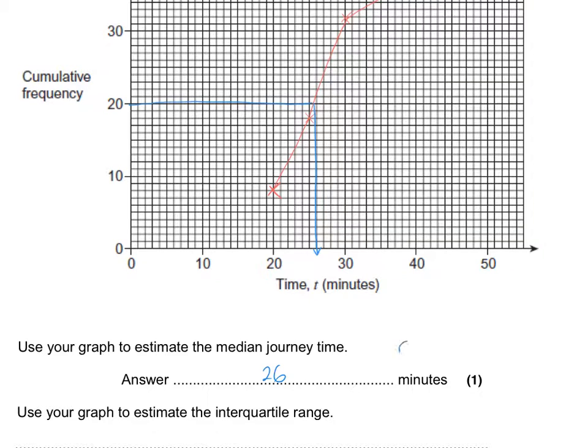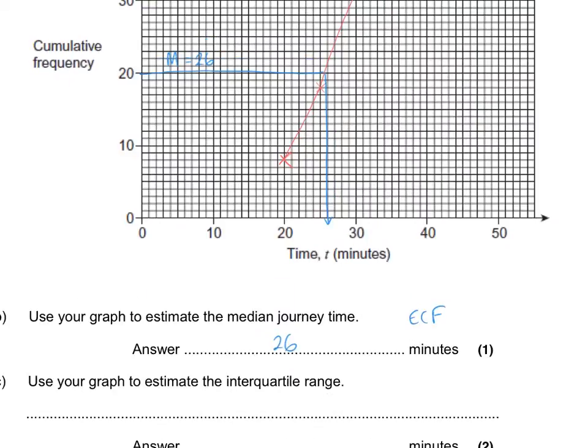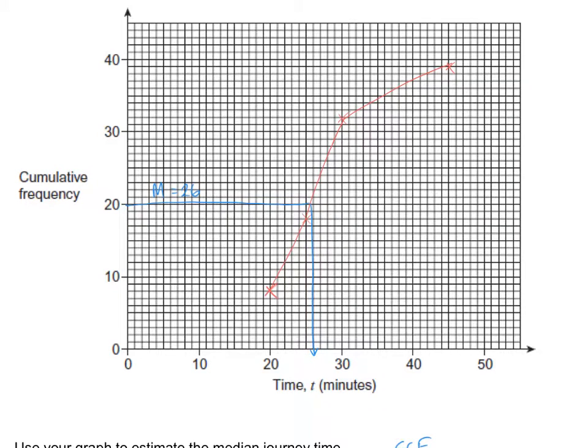Now you might have seen that I put ECF and gave you the marks there. That means error carried forward, and that's because you were doing the right thing. I'd like to see written on your graph as well, m equals 26, like that. You were then asked to estimate the interquartile range. So you needed to draw values going off your graph at half of the median, which would have been 10. So let me use a better colour than that.